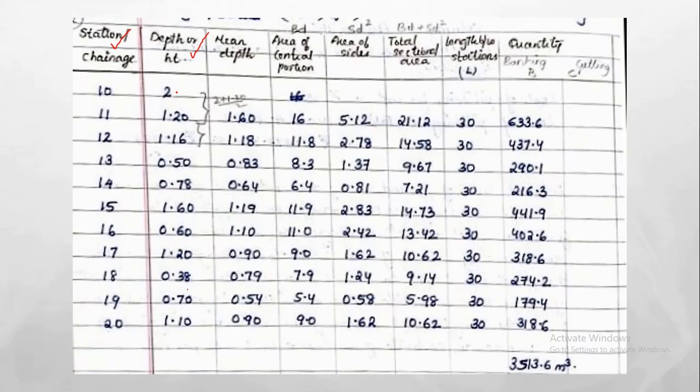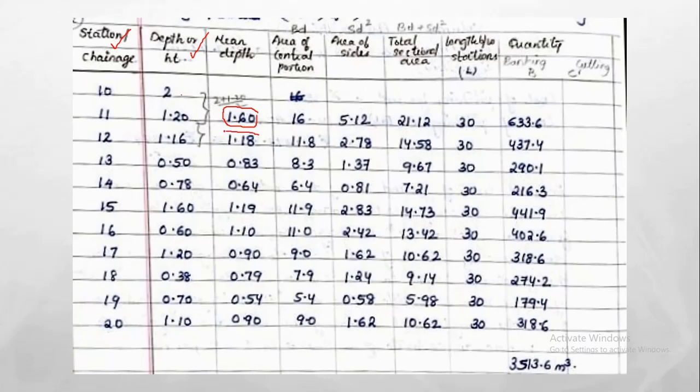Mean means average. What we need to note is that you should not write it at the first level; write it only at the level of the second, the 11th. How did we get 1.6? This value is the average of 2 and 1.2. We are taking the average of the two values and writing it down. In this manner we fill all the values.